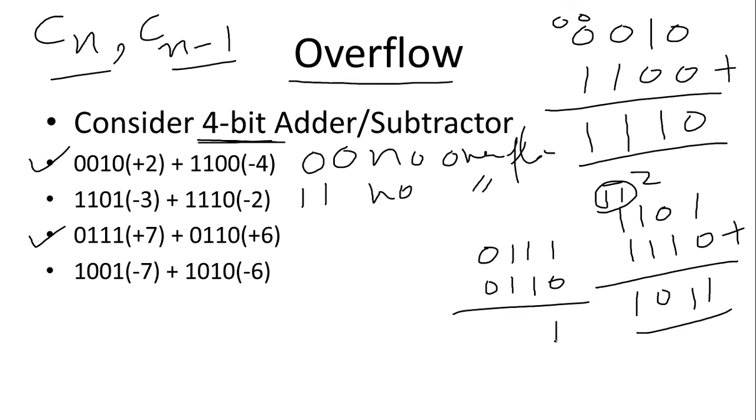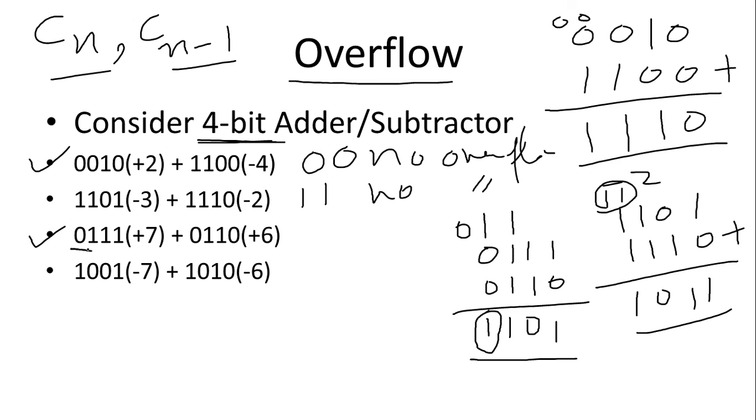1, 0, 1 carry, 1, 1, 1, 1, and 1 carry, and 1. And here there are, then 1 plus 0 plus 1, and next carry is 0. So the number is 1, 0, 1, 1, 0, 1, which shows that it is a negative number, because we are dealing with 4 bits and the highest bit is for sign, and this is a negative number.